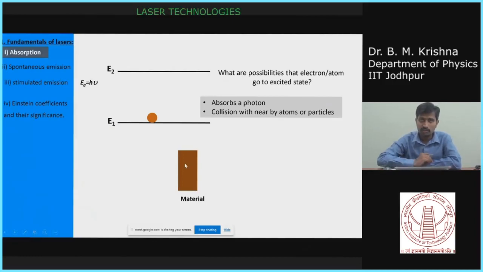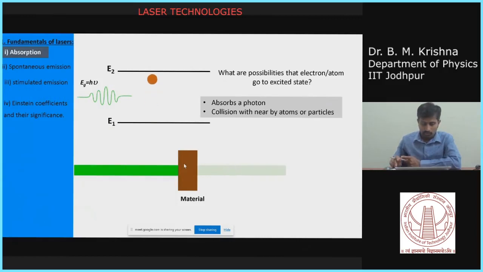To go to the excited state, the photon interacting with the material system, or with these two energy levels, must have energy equal to the difference E2 minus E1. E2 minus E1 is nothing but the energy gap. When the photon interacts with the electron in the ground state, the energy of the photon is transferred to the electron and it goes to the excited state. So this is a microscopic picture.